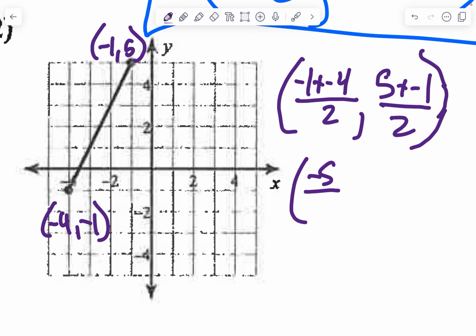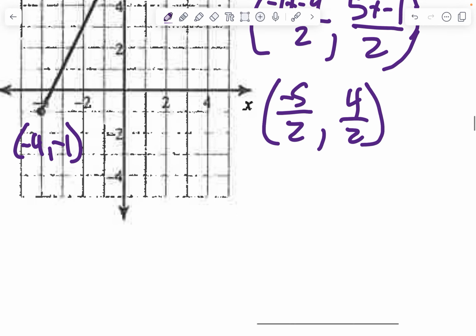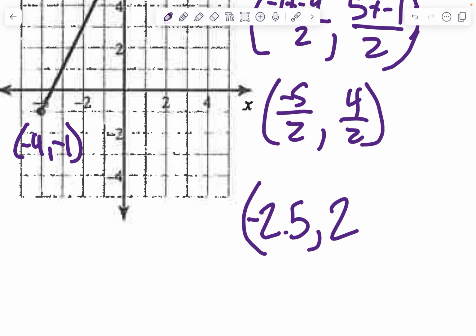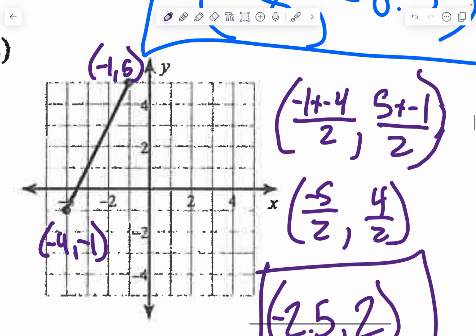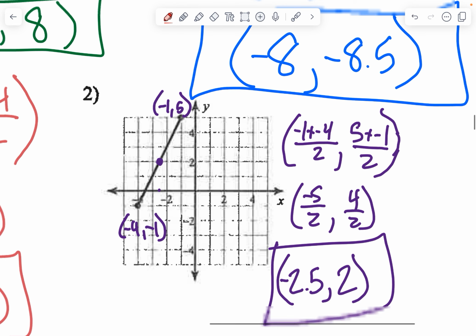Gives us a negative 5 over 2, 4 over 2. One of these can simplify, the other one will be a negative 2.5, 2. And let's go ahead and check that real quick. A negative 2.5, 2. That puts me in the middle here. Sweet, I feel very confident in that answer. Awesome.